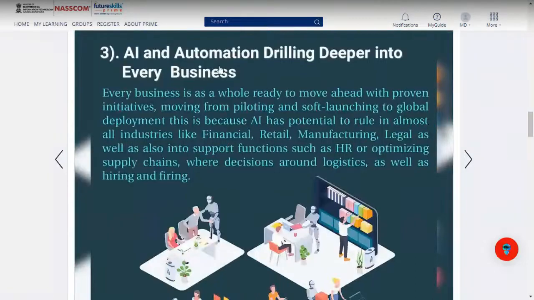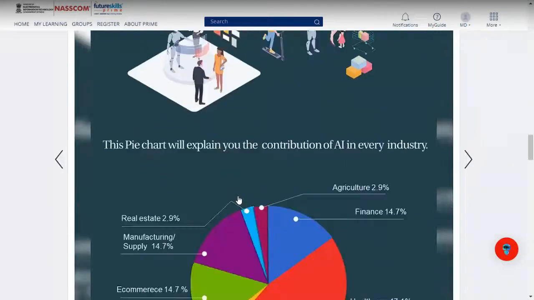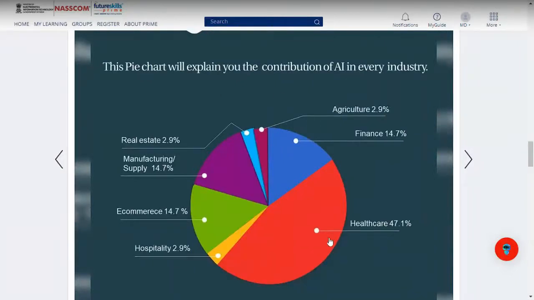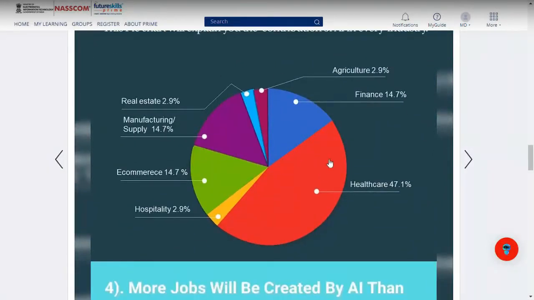Then, AI and automation drilling deeper into every business. This I have explained yesterday, how it will work in shops. Like you enter a shop, it will recognize your face, and then it will be able to tell which things you usually buy. And if you purchase something, it will be able to complement it, that if you're buying a toothpaste, purchase this toothbrush. Or if you're buying, say, items for baking a cake, then it will tell you to purchase these items for the party.